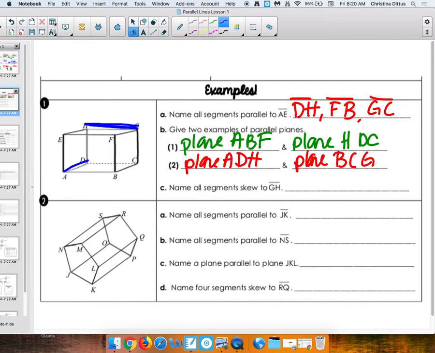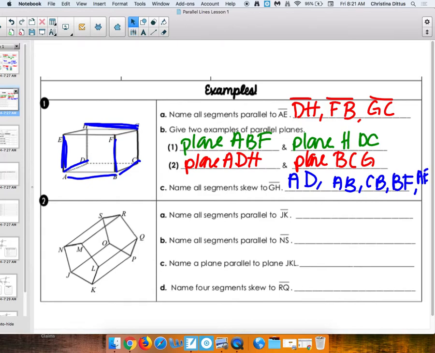AD, that works. AB. CB. EF is on the same plane because it's on my top. Oh, BF, sorry. Yep, BF. And AE. Good. Okay. Questions there?